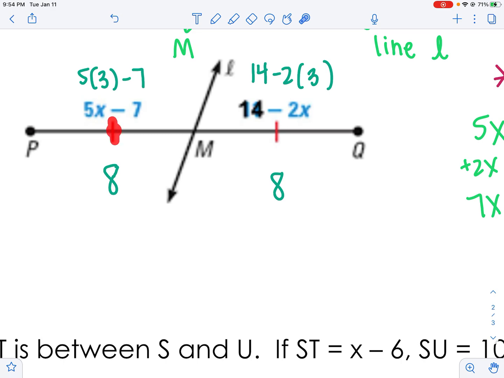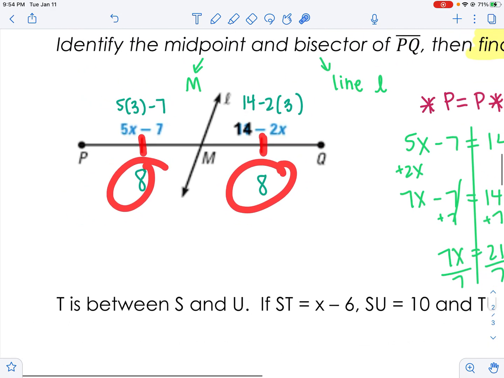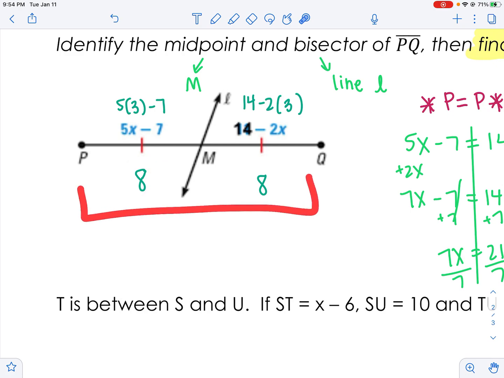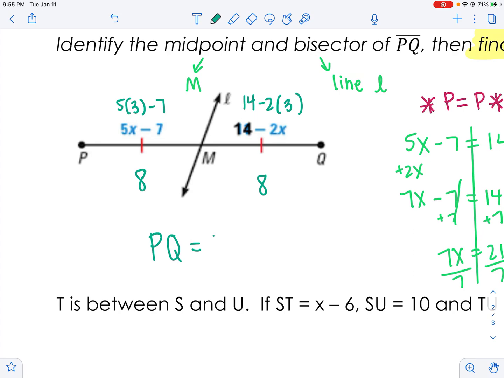8. Well, we did it right. The ticks meant that if one side was 8, the other side should be 8. So what's the distance from P to Q? 8 and 8 makes the distance from P to Q 16. And that's it.